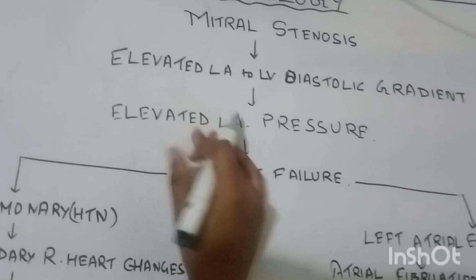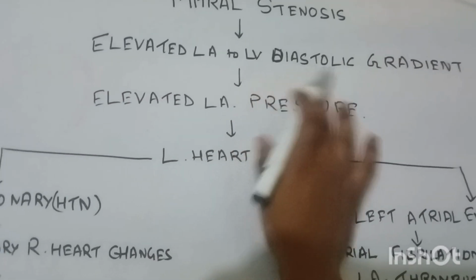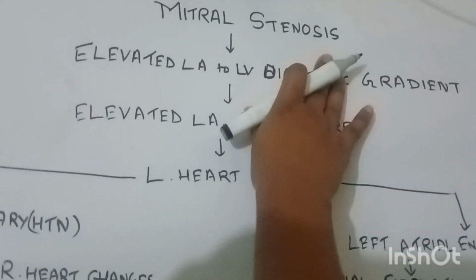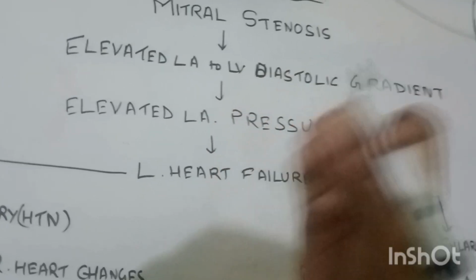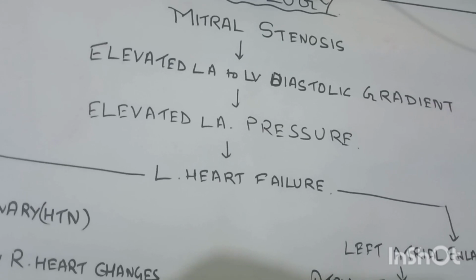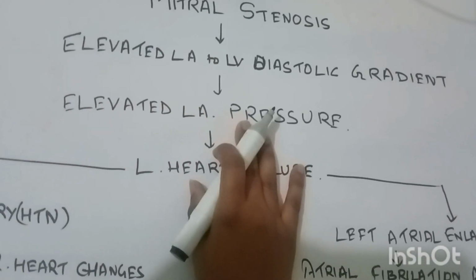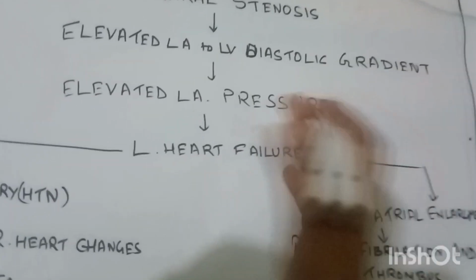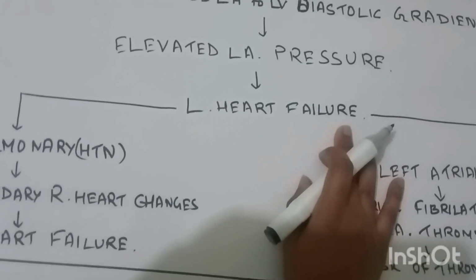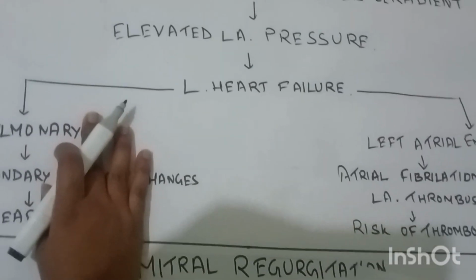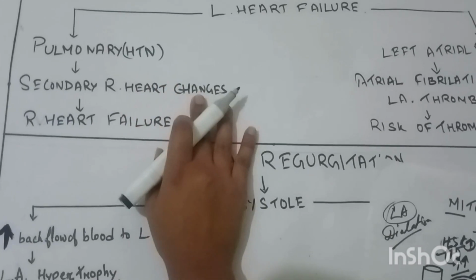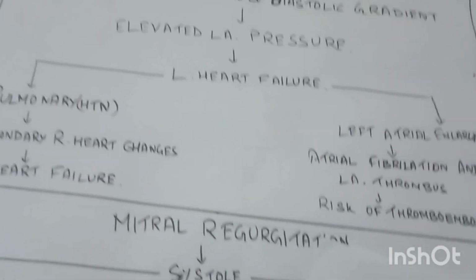At first, we can see elevated left atrium to left ventricle diastolic gradient. Because of mitral stenosis, there will be less blood flow from left atrium to left ventricle, and because of that, the left atrium will get more hydrostatic pressure exerted in its wall, and it will get dilated. After that, the left atrium pressure will increase, and because of that we can see left heart failure. After that we can see pulmonary hypertension and secondary right heart changes.